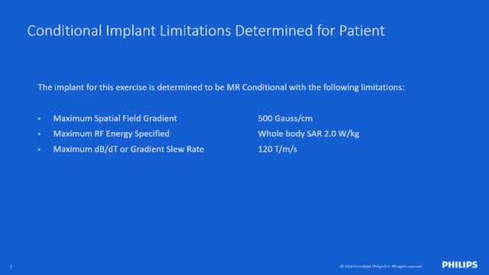So for this exercise, we're going to assume that the patient has a conditional implant that has limitations. In this case, it's going to be a maximum spatial gradient field of 500 Gauss per centimeter, a maximum RF energy, whole body SAR 2.0 watts per kilogram, a maximum slew rate of 120 Tesla per meter per second.